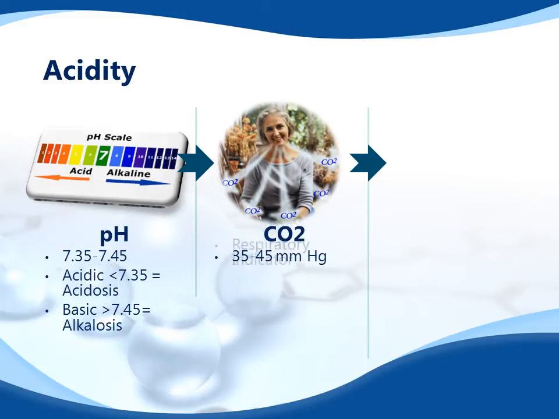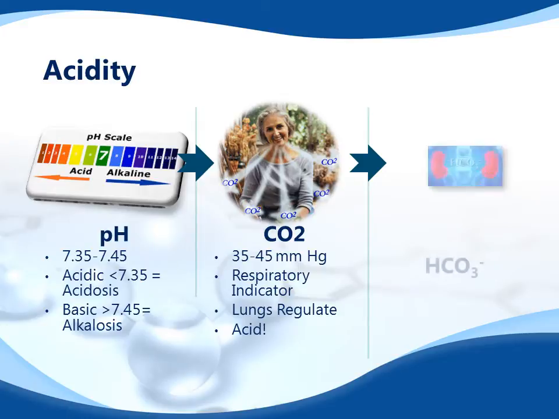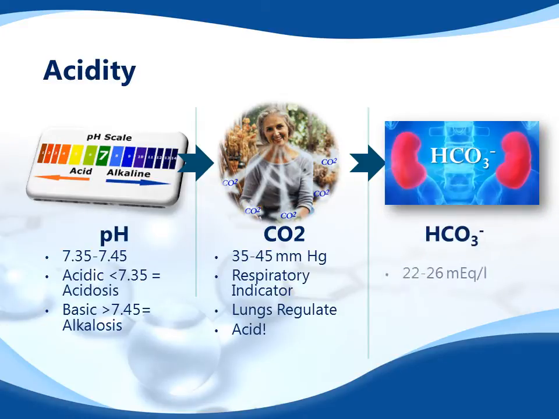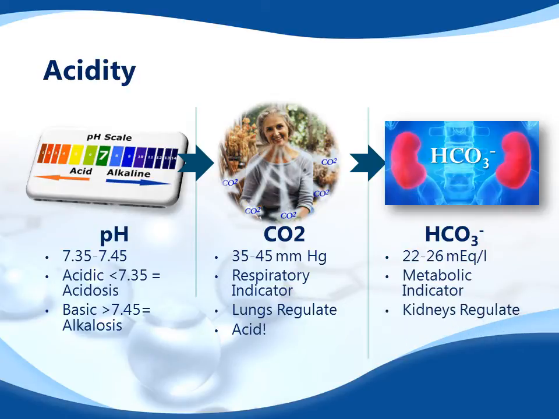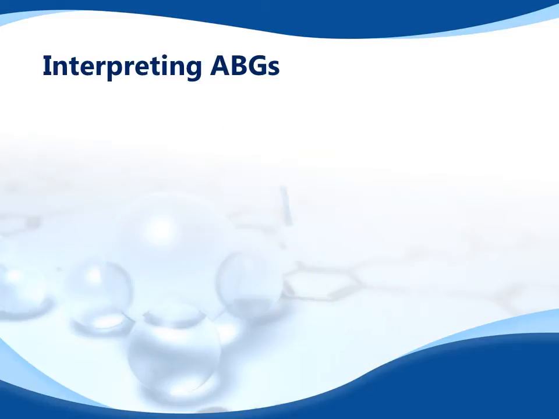CO2 is the respiratory indicator. It is regulated by the lungs and becomes an acid in the body. That means it lowers the pH. HCO3, bicarbonate, is the metabolic indicator. It is regulated by the kidneys and is a base in the body. That means it increases the pH. So how do we figure out what is causing our pH imbalance?